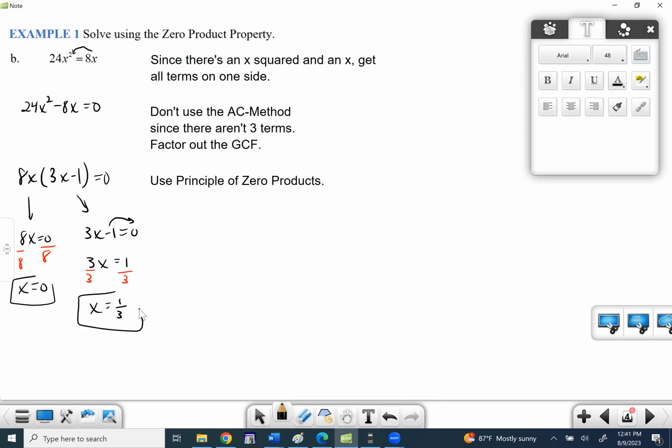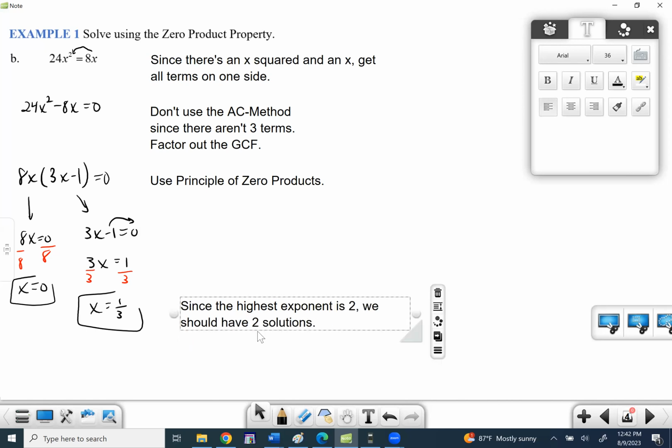Okay, we're going to do an exponent check. The highest exponent in our problem was 2. So there should be 2 solutions, which we got. So we're looking good there. Okay. All right. So we're looking pretty darn good.